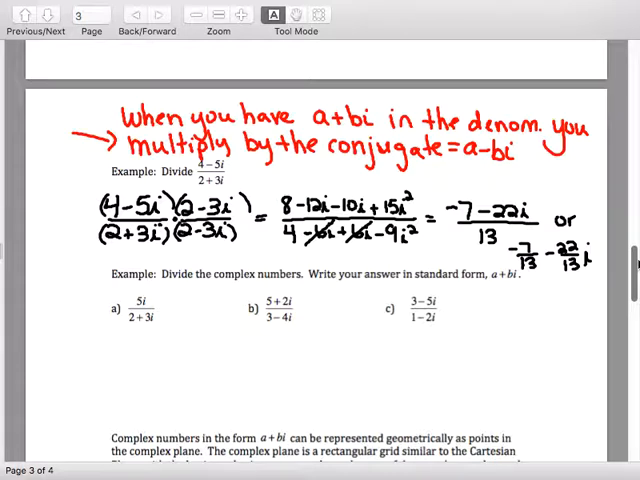What's the conjugate on this one? If it's a minus bi, what's the conjugate? a plus bi, or 3 plus 4i, okay? All right, so try A, B, and C.